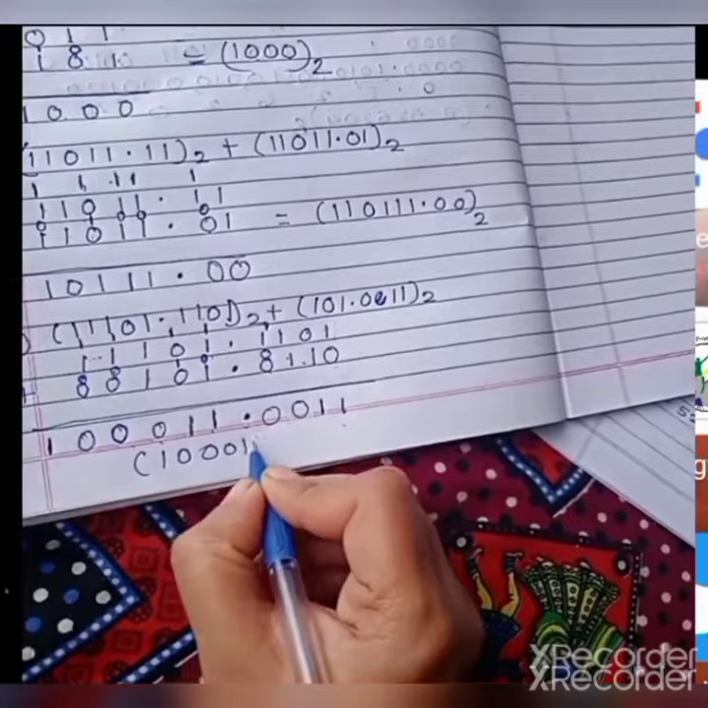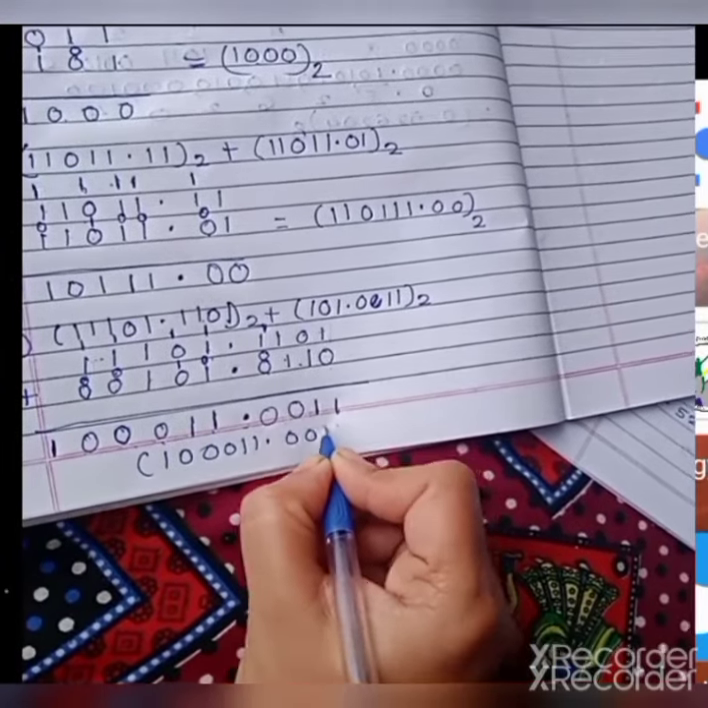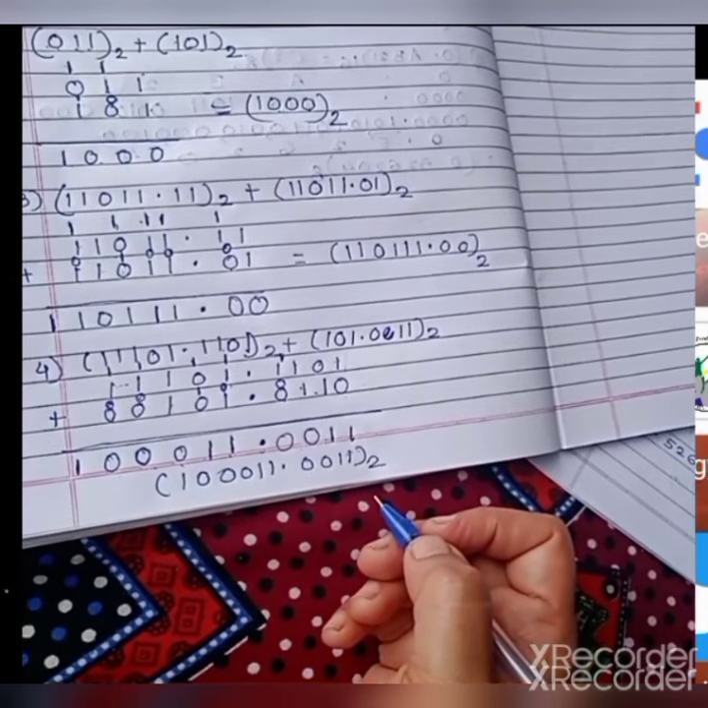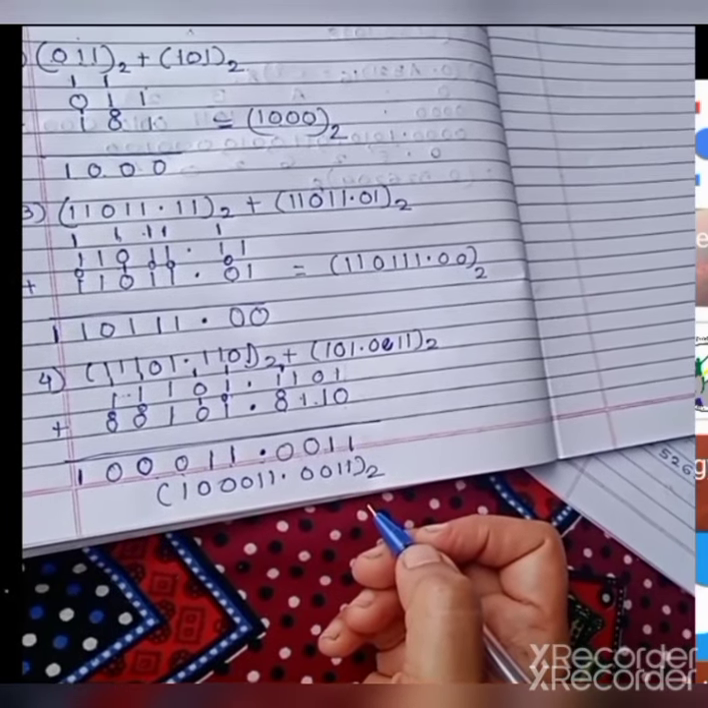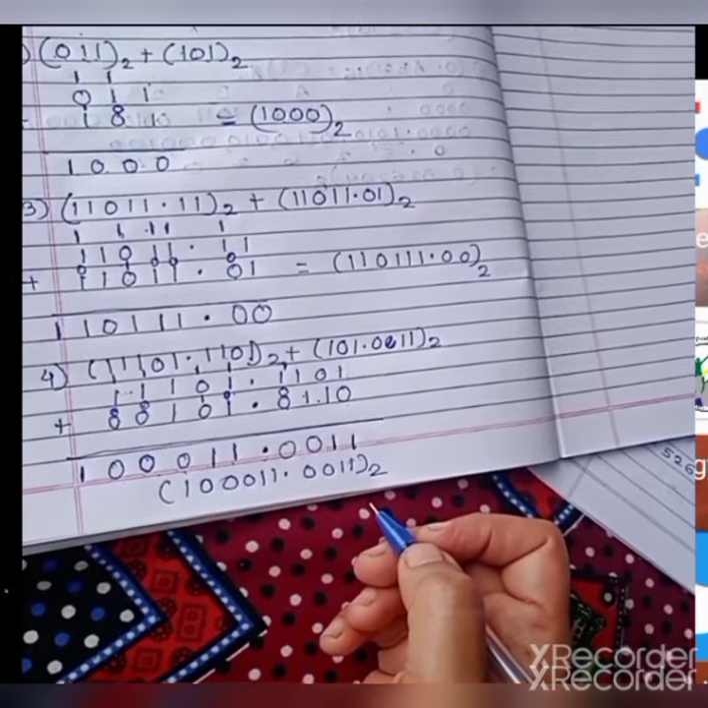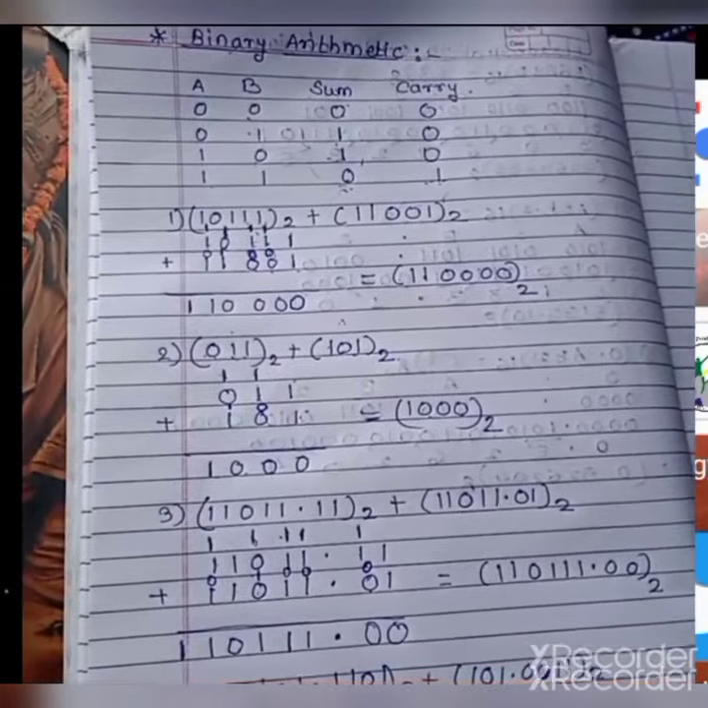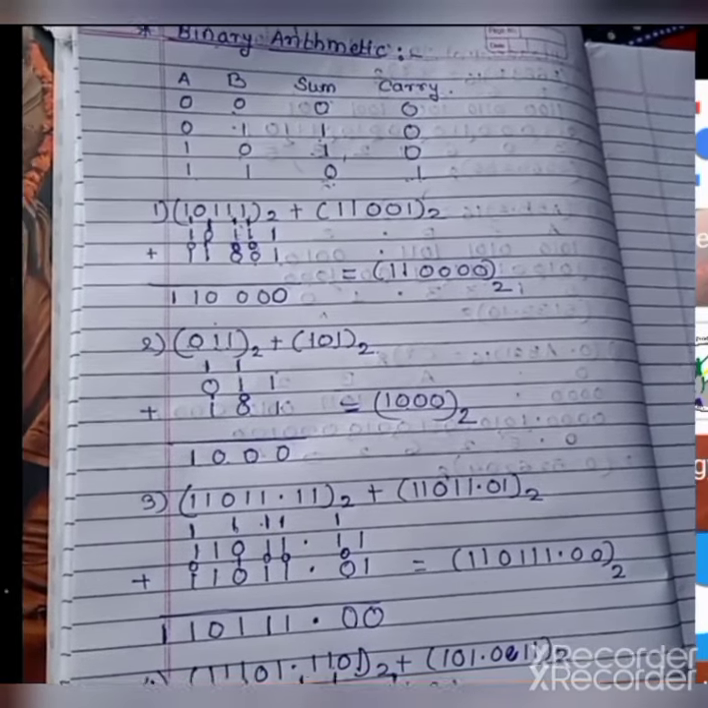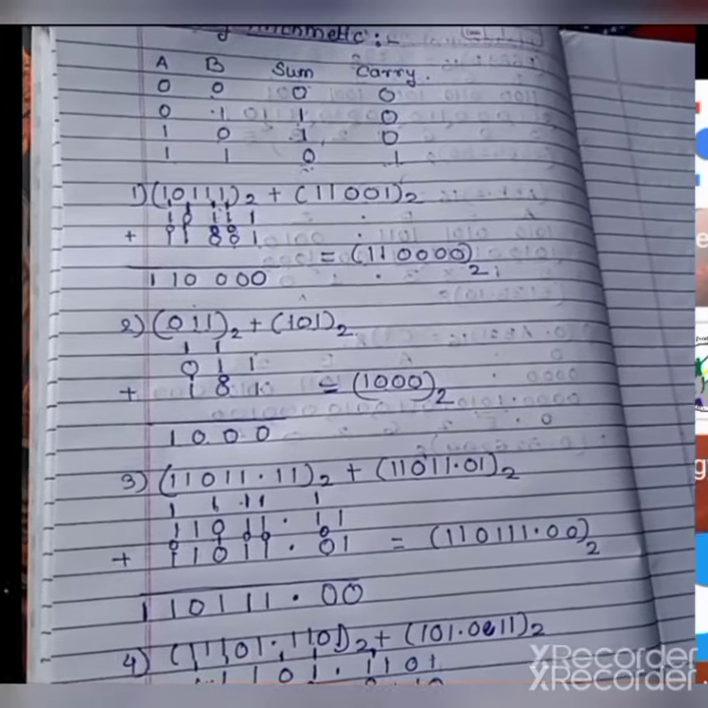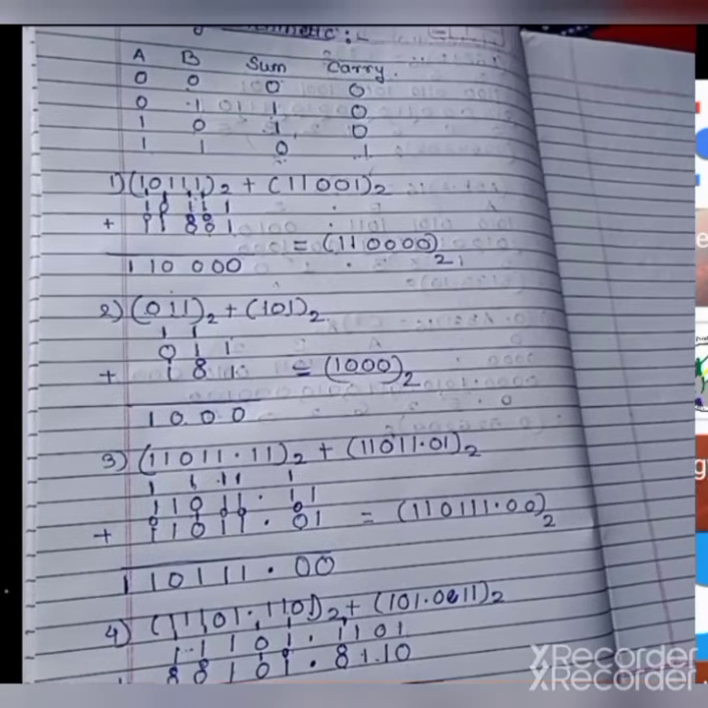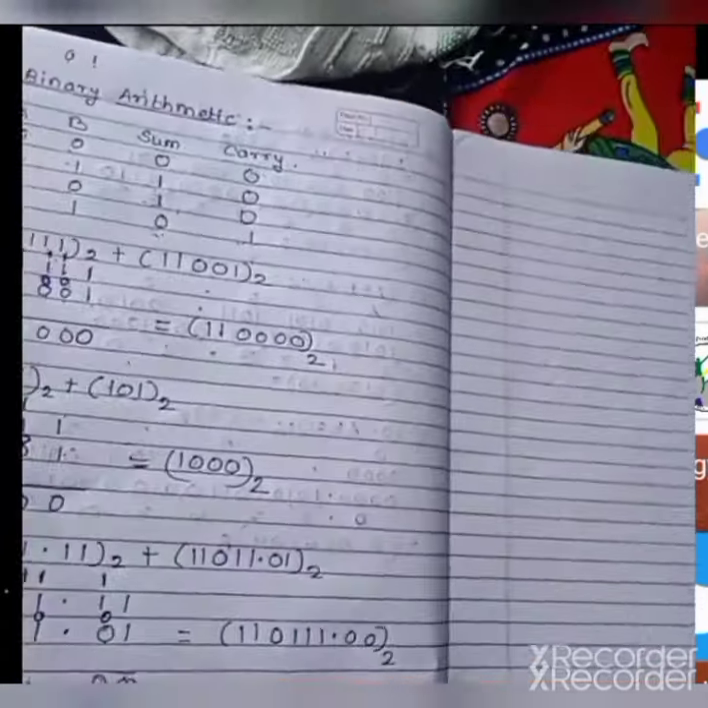Write down the answer properly with base. The base is 2 only because we are performing binary arithmetics. So in binary arithmetic we are taking only binary numbers, so the base of the number is 2. So follow the rules properly and do the addition. So this is the binary addition. Now we'll see binary subtraction.